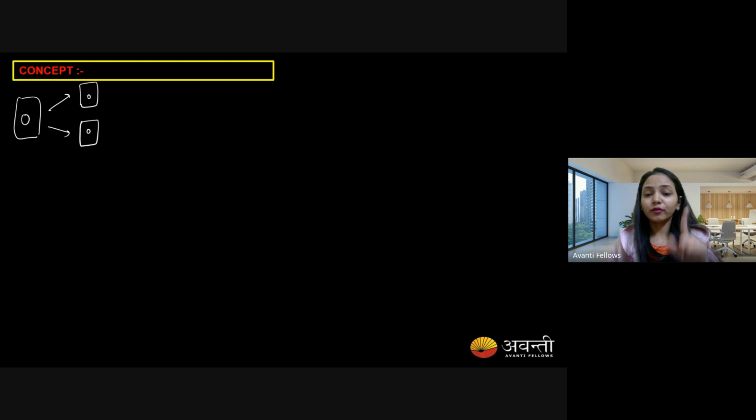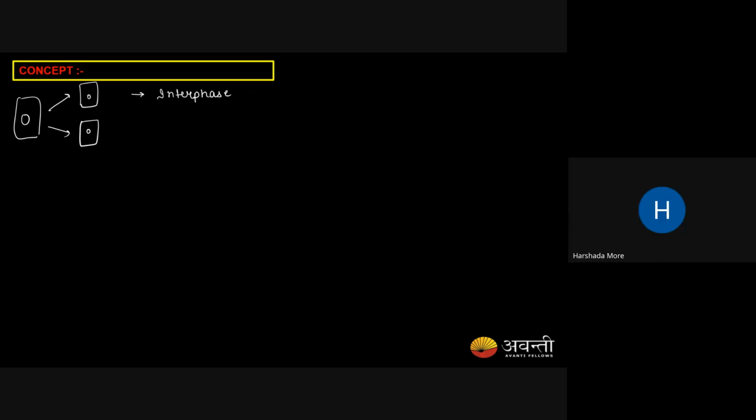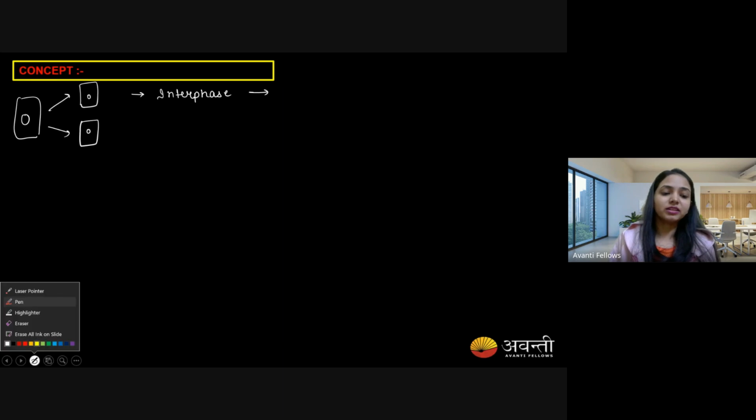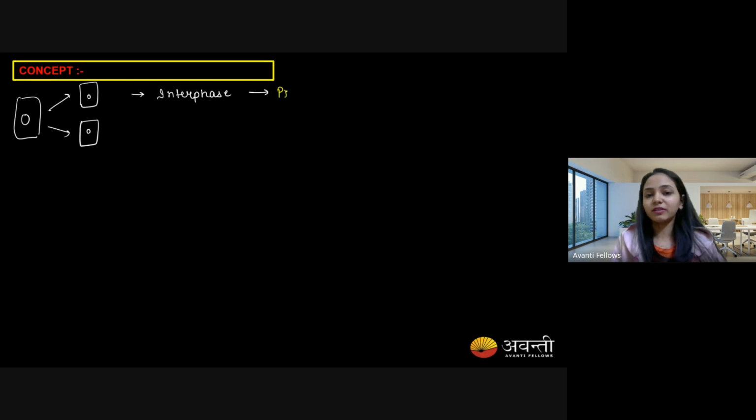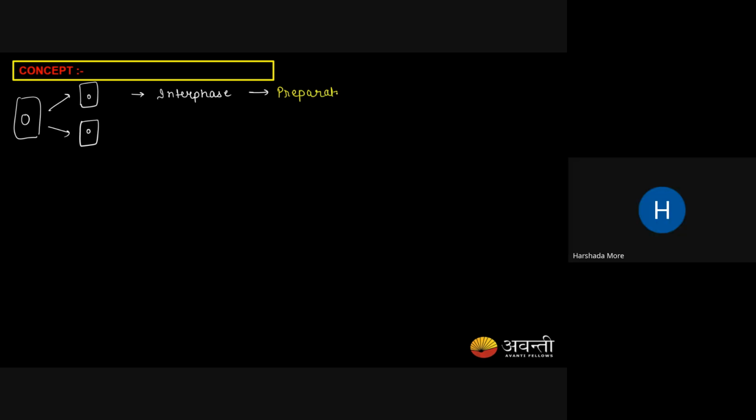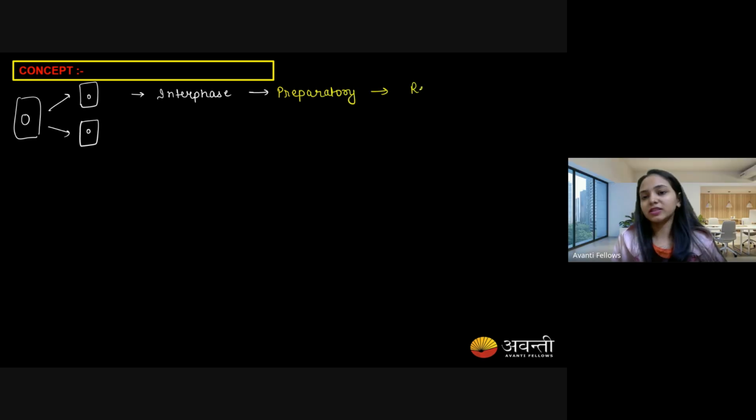Before dividing a cell, we need a process in which the cell can grow itself. And this process will occur in which phase? Interphase. This phase is also known as the preparatory phase, because the cell will prepare itself, and it is also known as the resting phase. Why are we calling it resting phase? Because in this phase the cell will not divide itself. The cell will only prepare itself for a proper division.